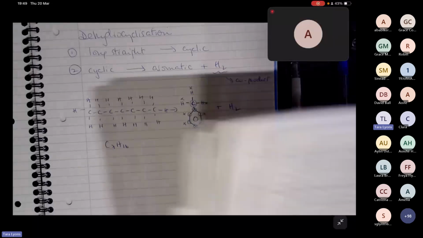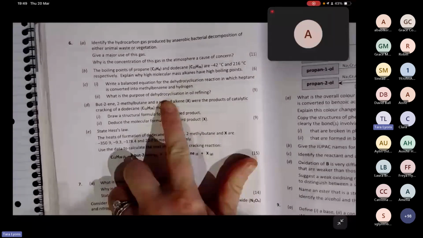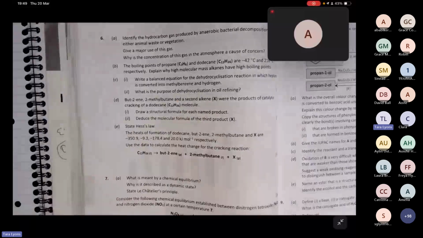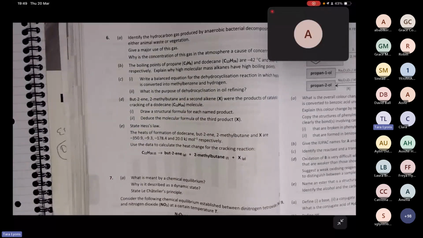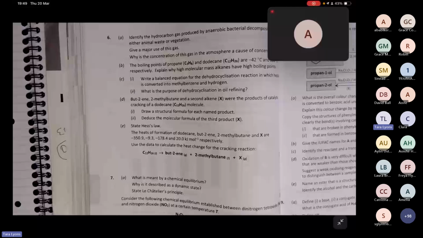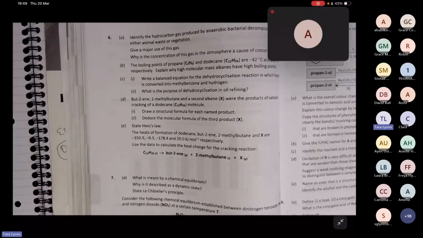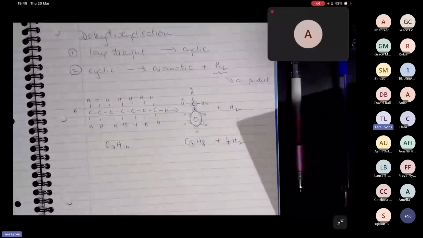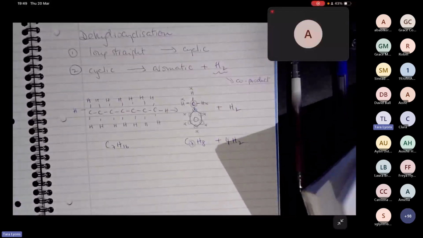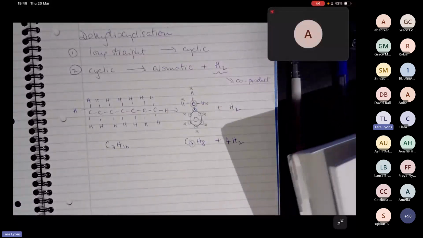dehydrocyclization. And then they asked you, what's its purpose in oil refining? Why do we carry it out? What's the purpose of dehydrocyclization? Well, its purpose is to make sure that we improve the octane number of the fuel. It's there to improve the octane number of the fuel.